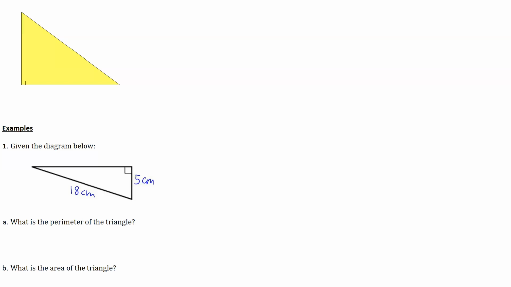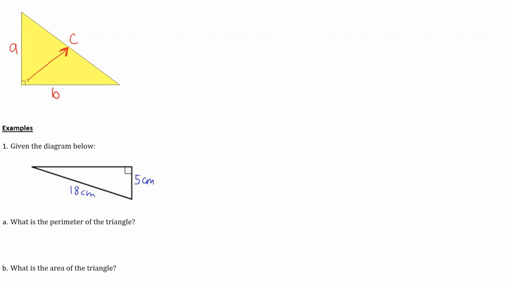Okay guys, we're going to take a look at a couple of examples that use the Pythagorean theorem. Just to go over it really quickly, this is to do with right angle triangles. If you take a right angle triangle like I have here and label the sides A, B, and C, the important thing is that C is always the hypotenuse, or the longest side of the right angle triangle, which is the side opposite that right angle.